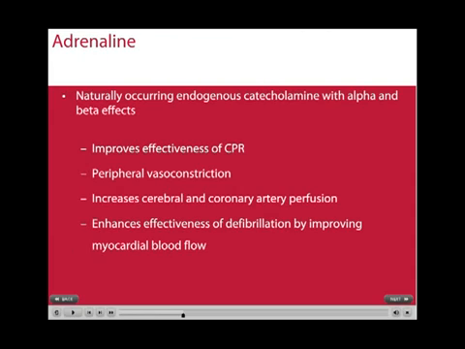Adrenaline is a naturally occurring endogenous catecholamine with alpha and beta receptor effects. The theory behind giving adrenaline is because it improves the effectiveness of cardiopulmonary resuscitation by causing peripheral vasoconstriction and increasing cerebral and coronary artery perfusion. This enhances the effectiveness of defibrillation by improving myocardial blood flow.